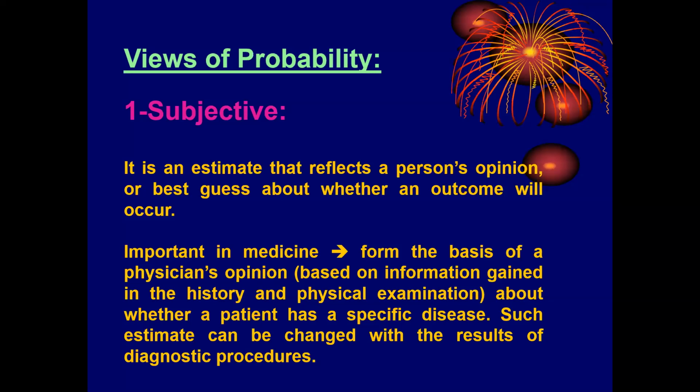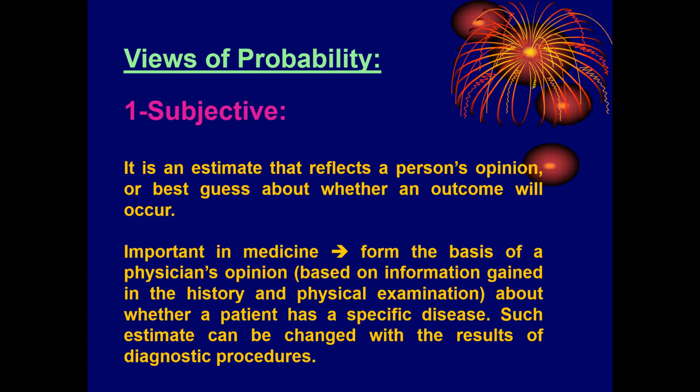Now, the subjective approach is trying to tell us that a particular element in the sample space has a much higher probability of occurring than others. It means the probability of Mike Tyson winning the fight is higher than the probability of losing, because he happens to be a professional fighter, while my probability of losing is very, very high. So that is the reason why we say it is an estimate that reflects a person's opinion, or best guess, about whether an outcome will occur.